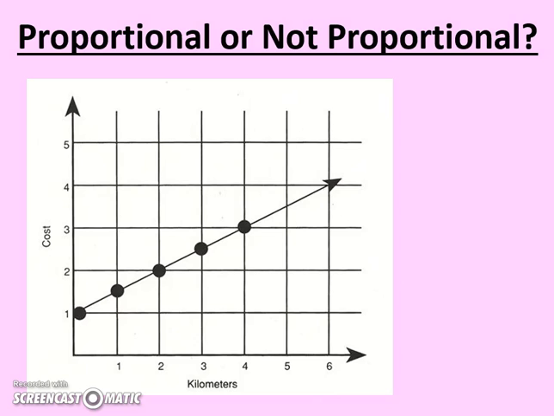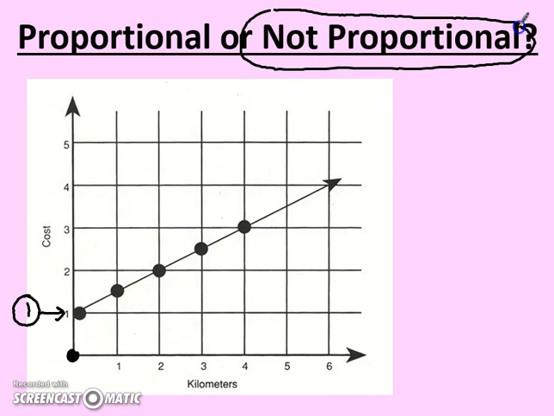What about this graph? It has the straight line that we need it to have to be proportional, which means it has a unit rate. However, it does not start here at 0, 0. It starts at a value of 1. That means that this is not proportional because it doesn't meet both the qualities. It has a unit rate, but it does not start at 0, 0.